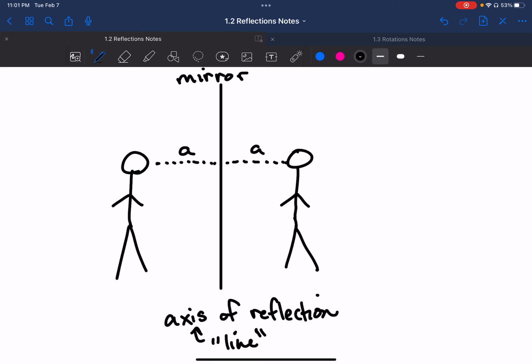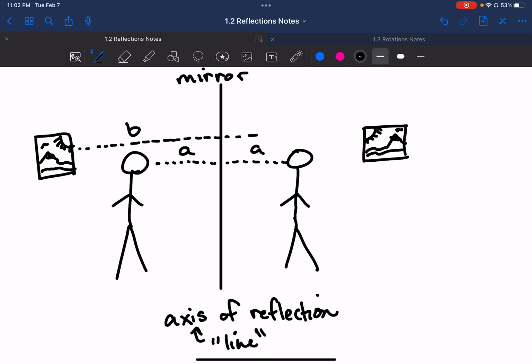And if you have something behind you, like a picture, let's get a nice landscape here. It's really hard to draw backwards. Sorry, needs to be a snow-capped mountain. My bad. Now when we're looking at the mirror, you've got the same distance from picture to picture. Everything is exactly the same distance away. So we're going to take this idea forward with us as we're looking at reflections.